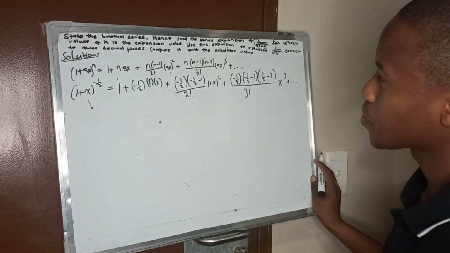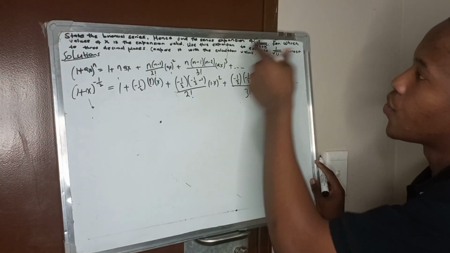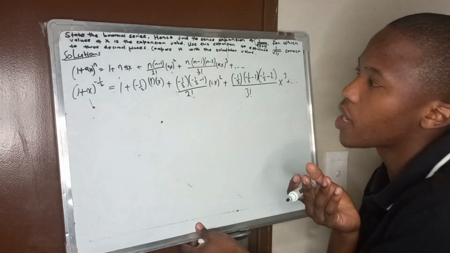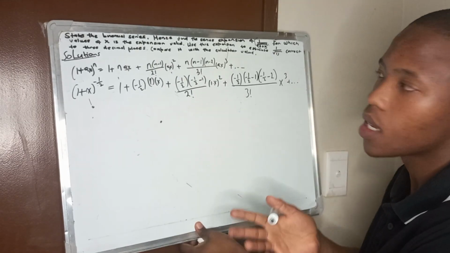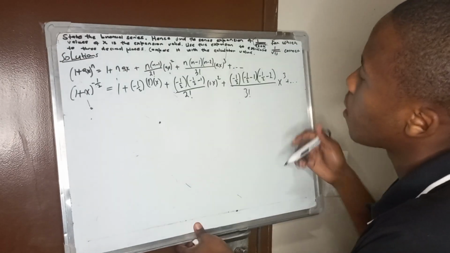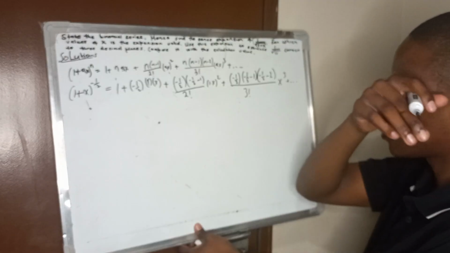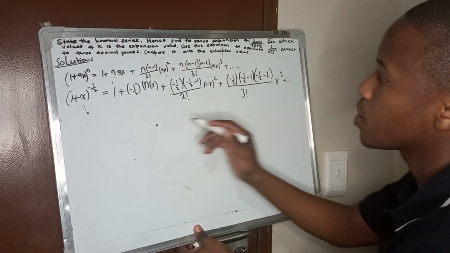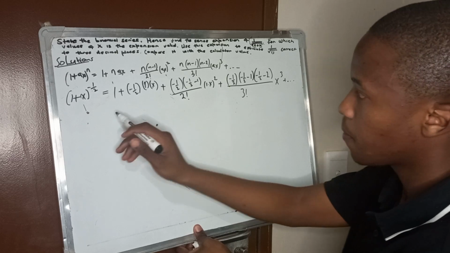Okay, I've decided to use the first 4 terms, and maybe it will depend on your examiner. They might say use the first 4 terms, the first 5, 6, up until infinity, but I've never seen such cases, but they are possible. Okay, now let's do the math.